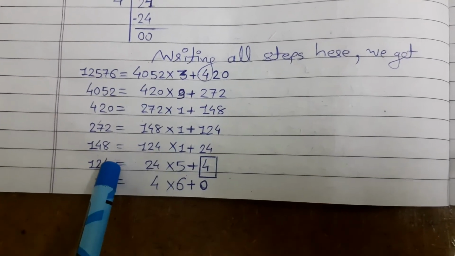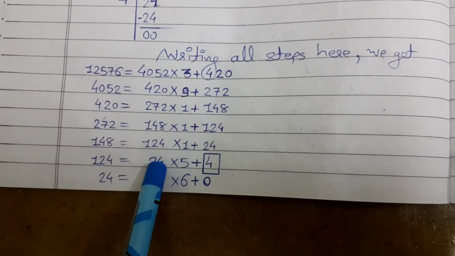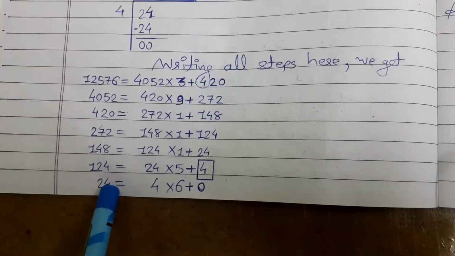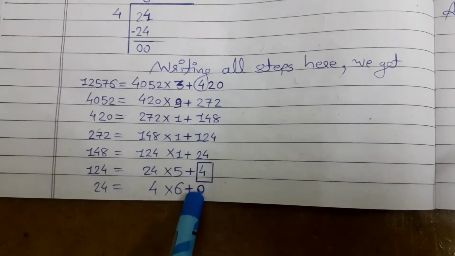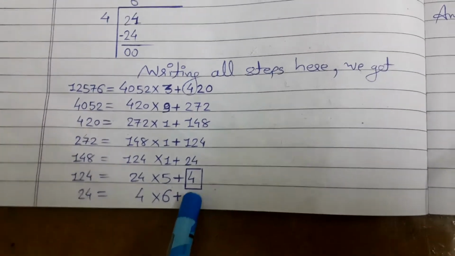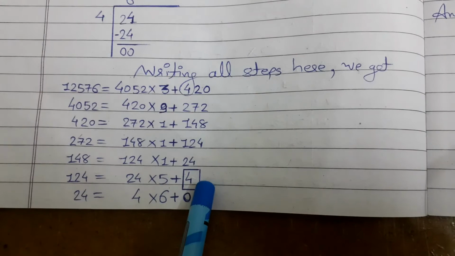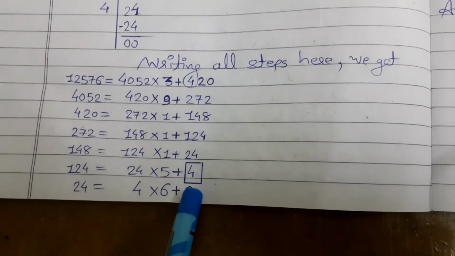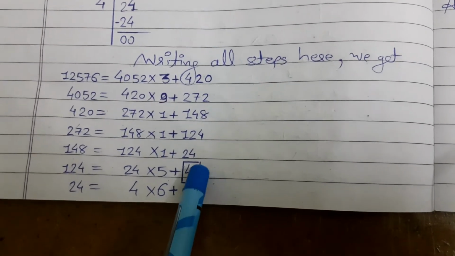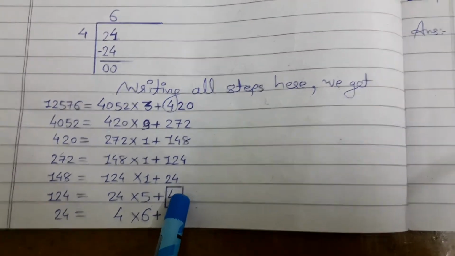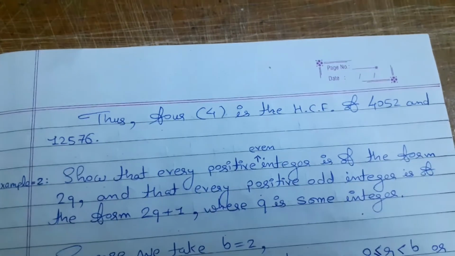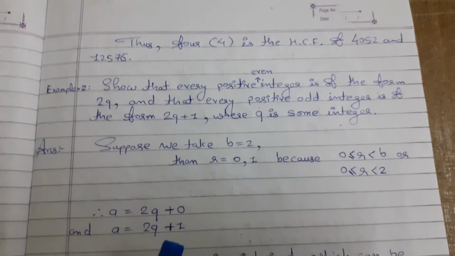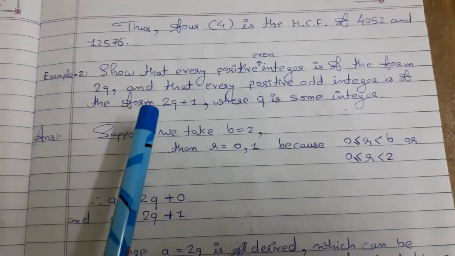Now A is equal to 124 and B is 24, 24 5s are 120 plus 4, 124. Now A is 24 and B is 4. So here we get the remainder as 0. We get the HCF of the two numbers as 4, because the answer is always the divisor before the 0. Here we are getting 0, so the answer will always be above the 0. Thus 4 is the HCF of 4052 and 12,576.